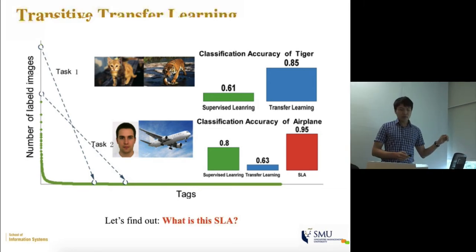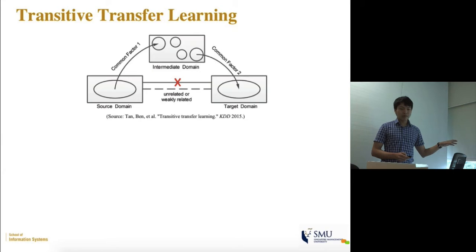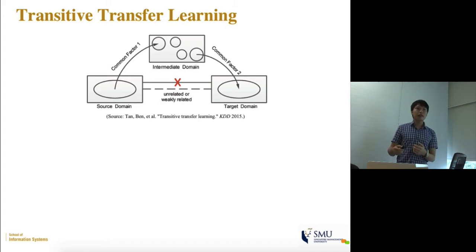So I talk about the first. In the first session, I presented this paper, Sensitive Transfer Learning, in which I have the same idea: that you try to bridge the gap between the source domain and the target domain by some intermediate domain data.